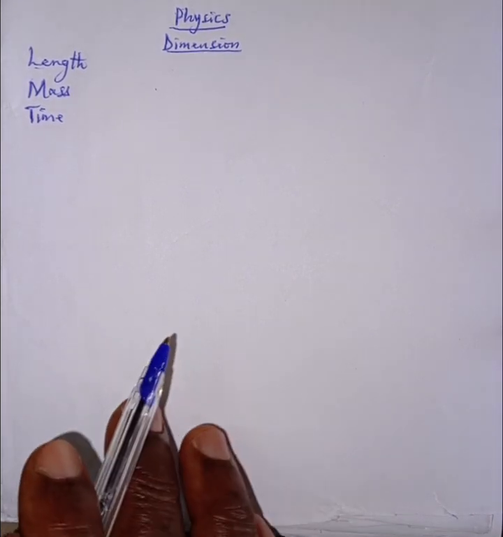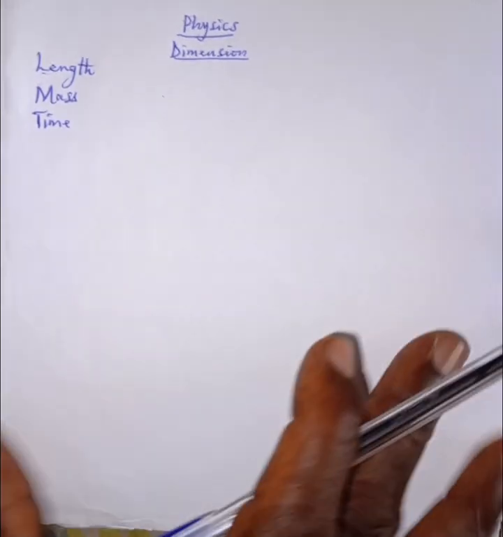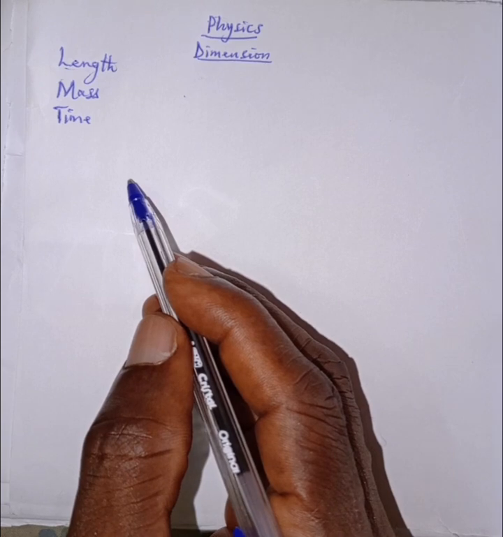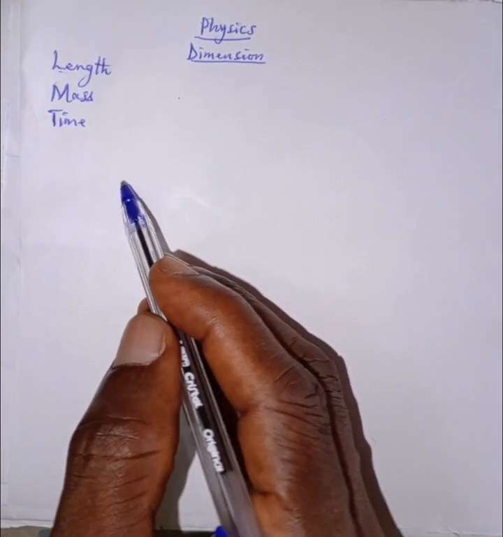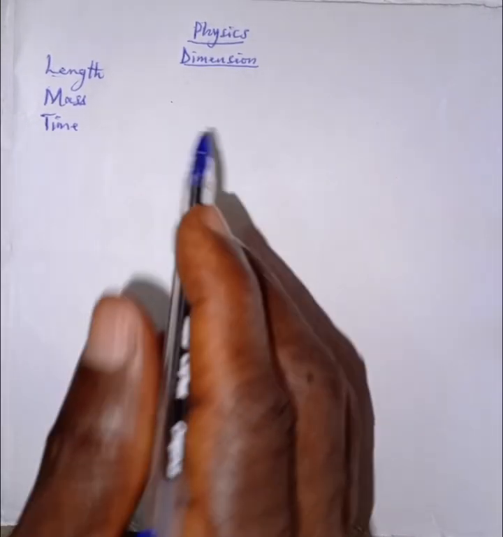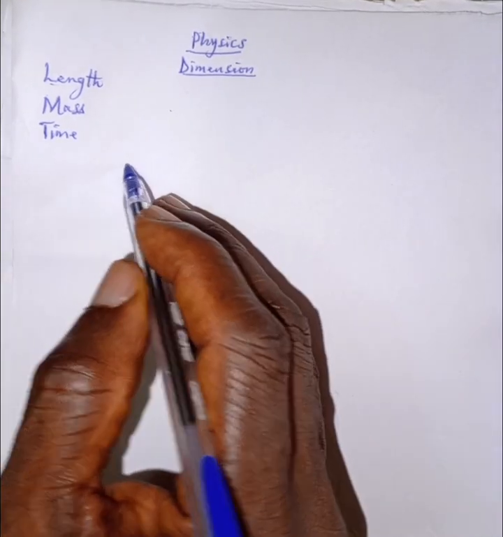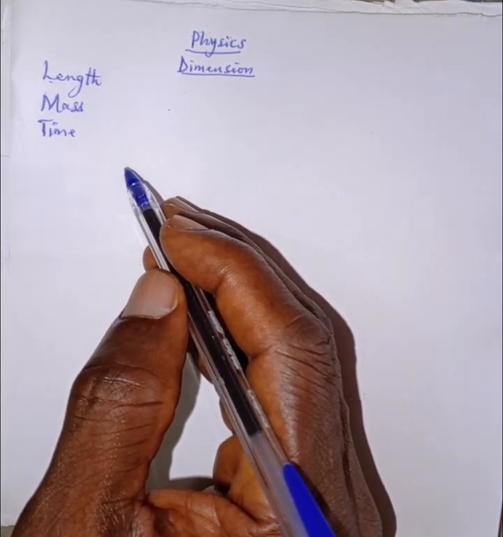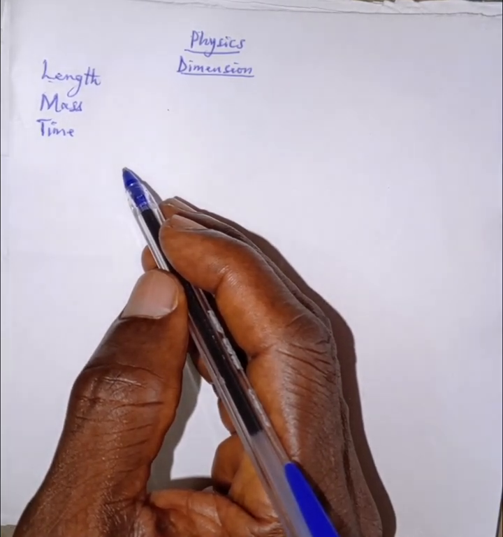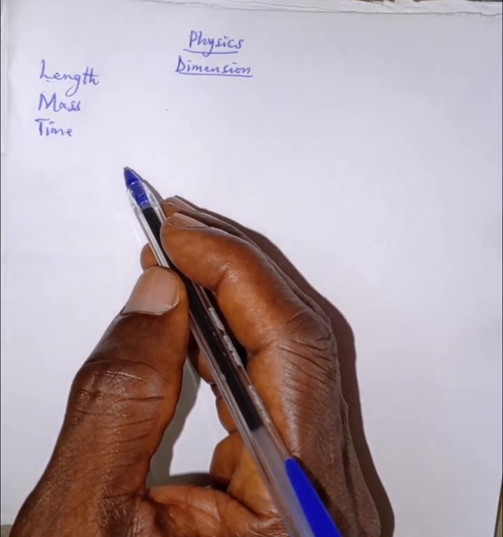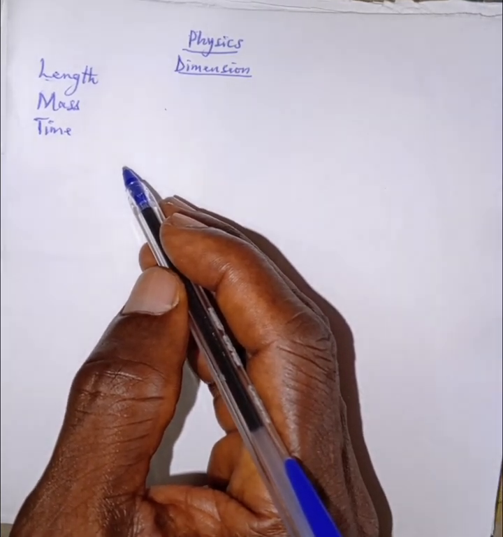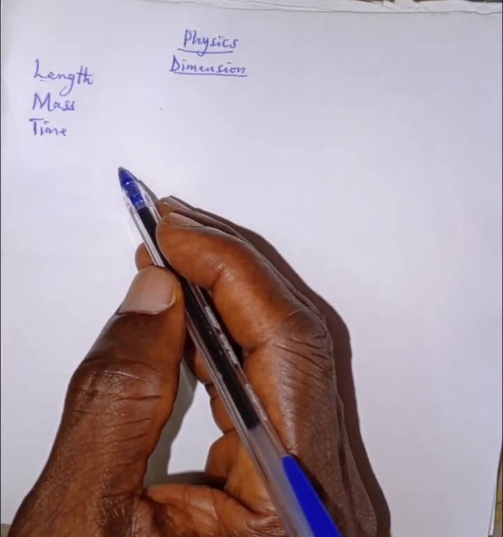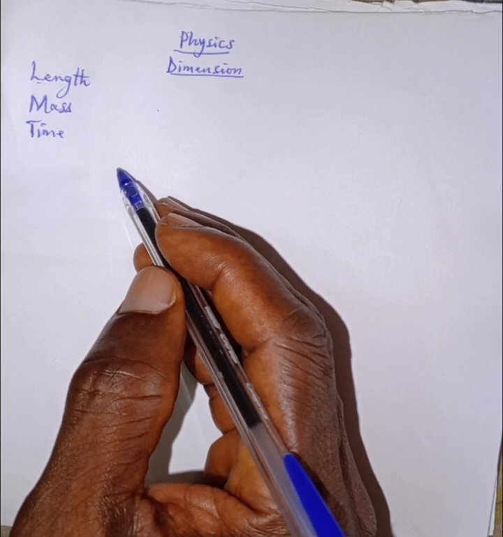So today we are looking at how we use these fundamental quantities to describe other quantities, especially derived quantities, and how we use them to do some analysis. We call that analysis dimensional analysis. This is where we use dimension to check the consistency of physical quantities or physical equations and to derive the relationship between different physical quantities.